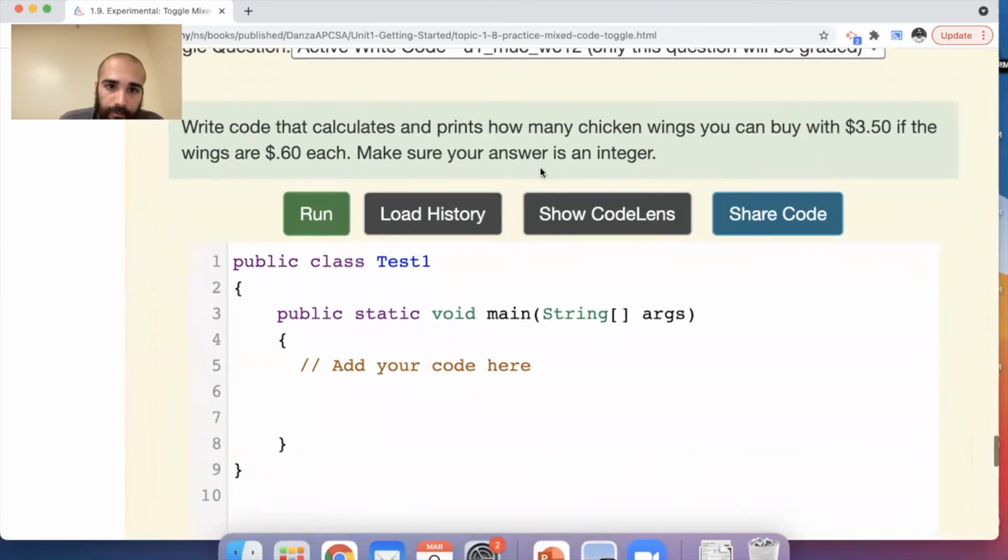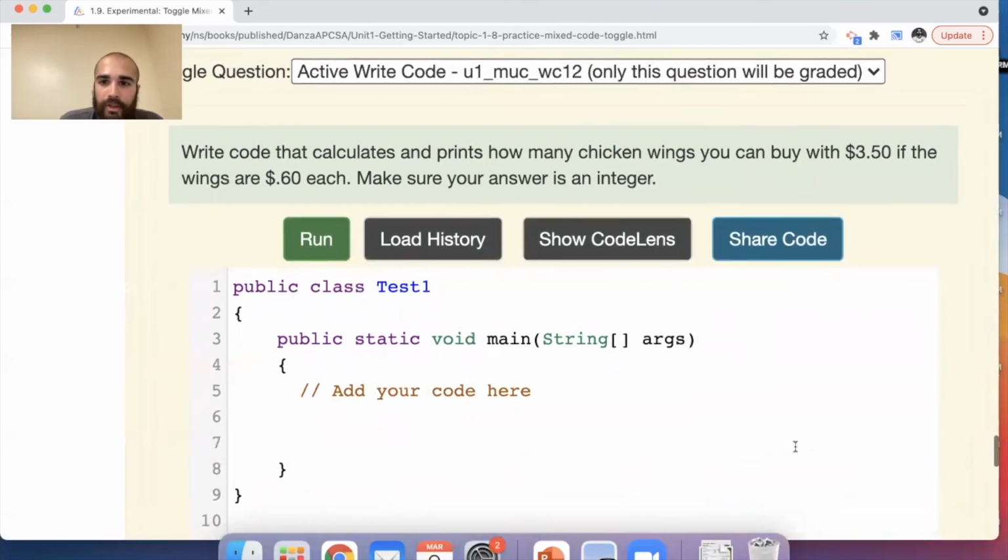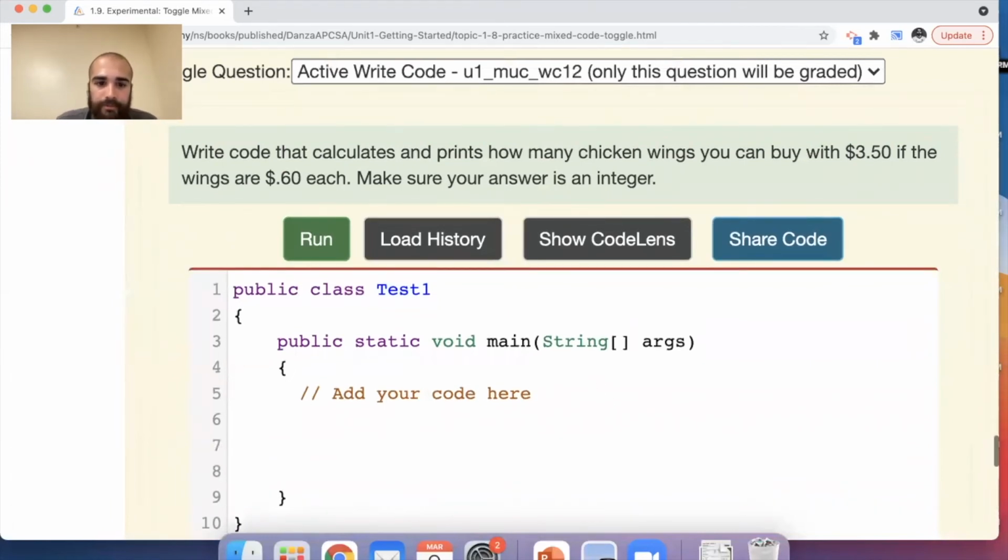Sweet. Write code that calculates and prints how many chicken wings you can buy with 350. The wings are 60 cents each. All right. So I'll say how much money I have. I don't know, I'll just make up a random variable. I'll say in my wallet, I got 350. All right. And chicken wings.